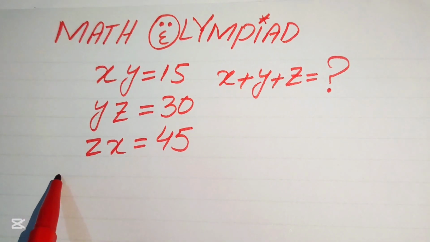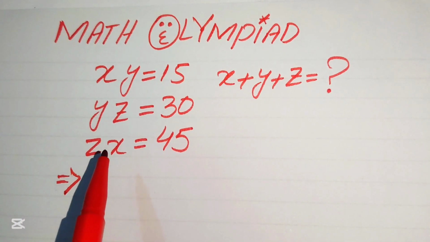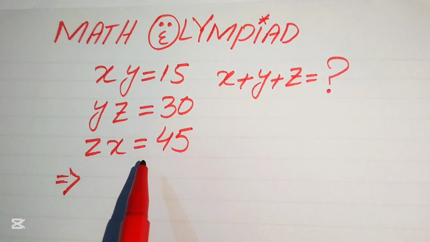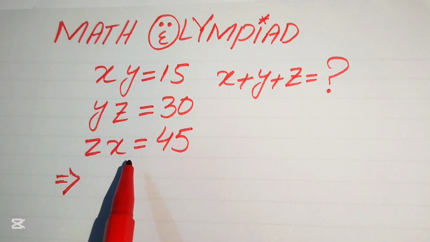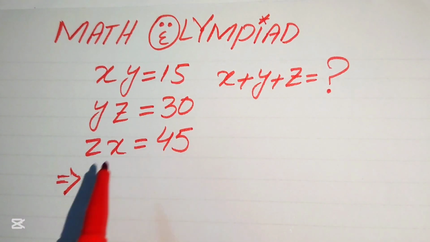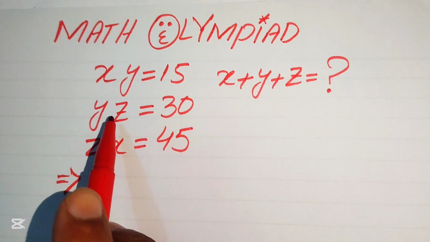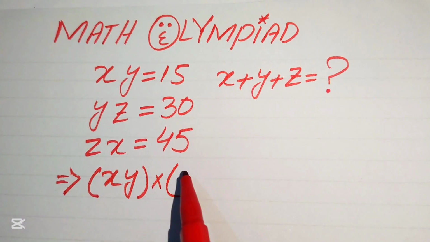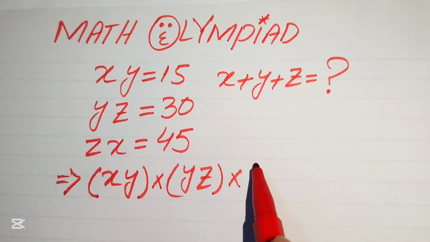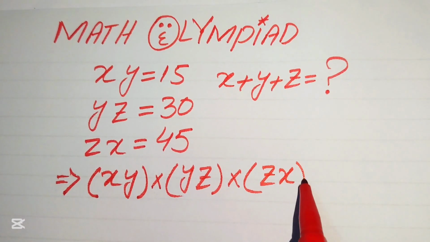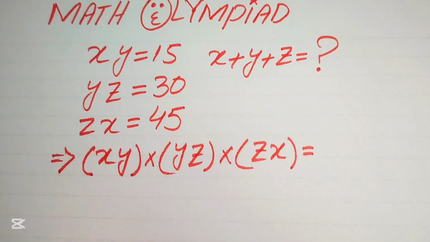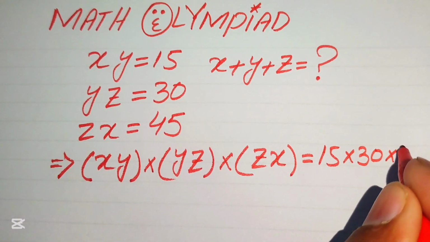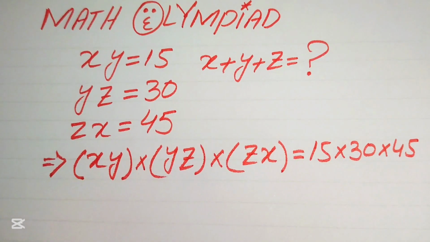And now the very first thing we are going to do is multiply these three equations with each other. So when you multiply these three equations, it means that the left hand sides are multiplied by left hand sides and right hand sides are multiplied by right hand sides. So first we multiply the left hand sides, and it will be written as xy multiplied by yz multiplied by zx, and it equals, in the right hand side, 15 multiplied by 30 multiplied by 45. Okay.